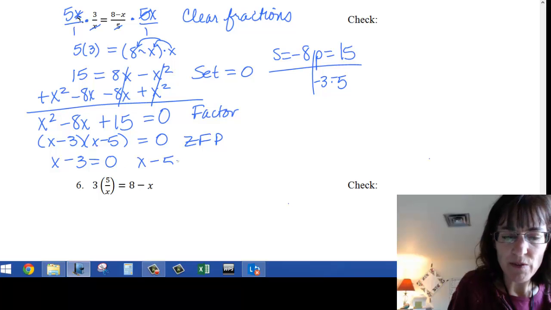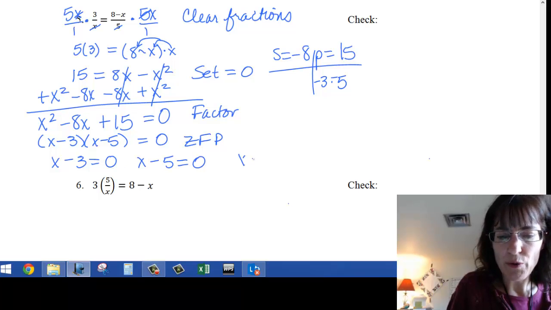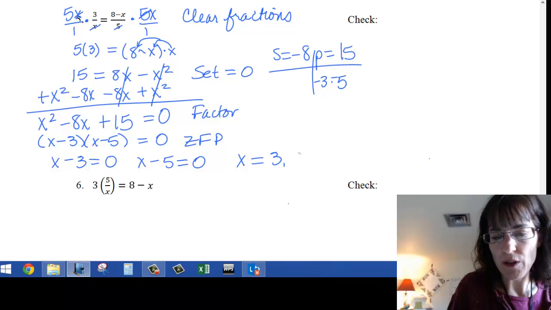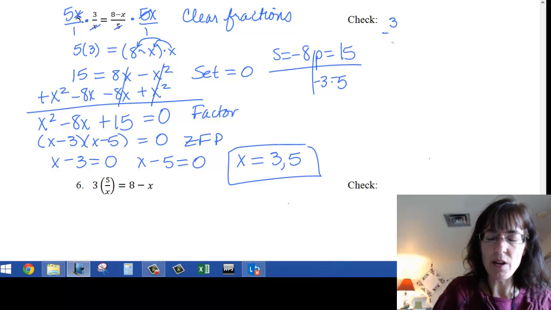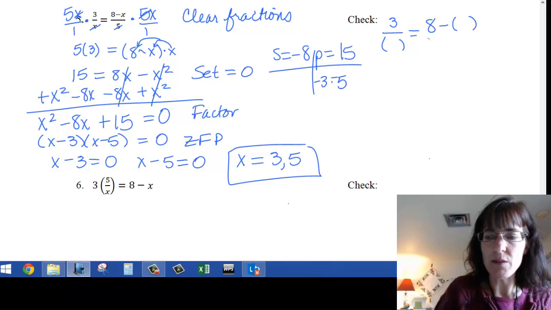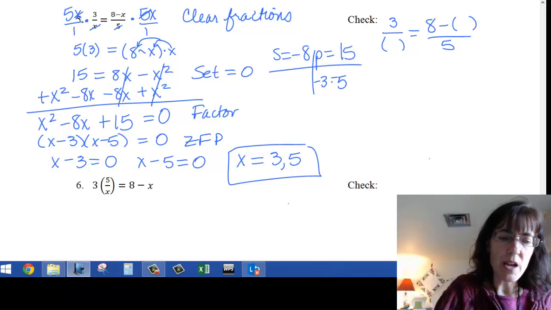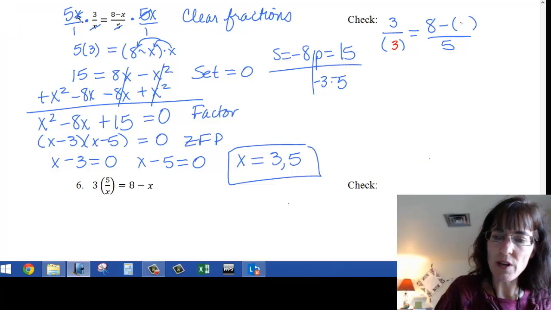And x minus 5 equals 0. And I hope you can see that your x's are going to be 3 and 5. And then we can check them. So I have 3 over something equals 8 minus that something over 5. And I'm going to try my 3 first. So I have a 3 here.